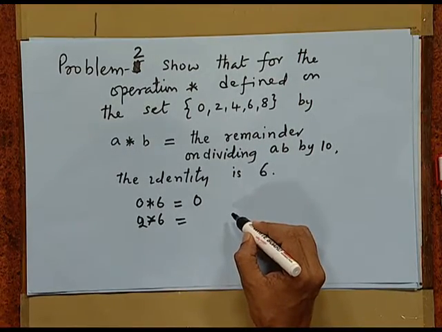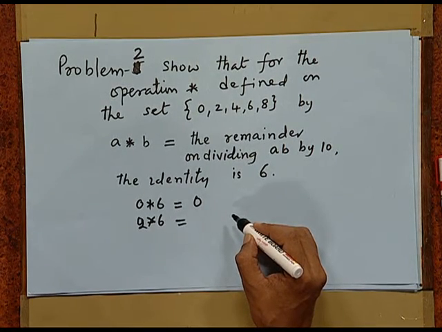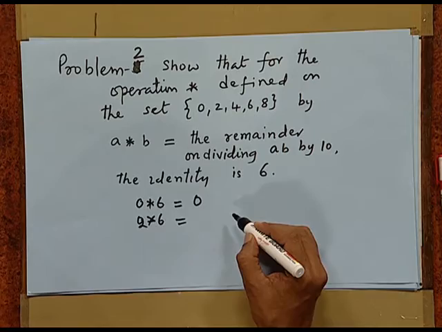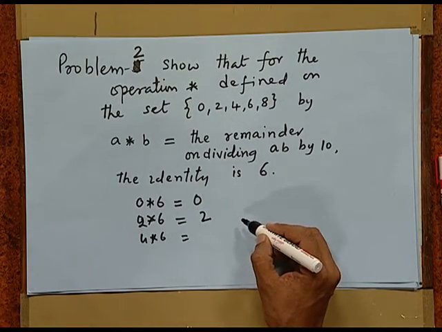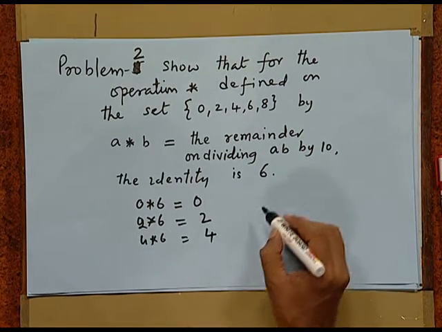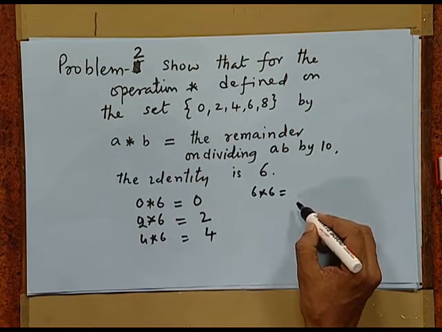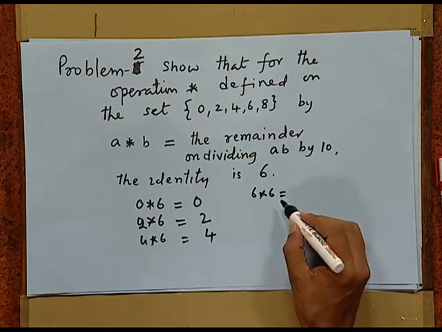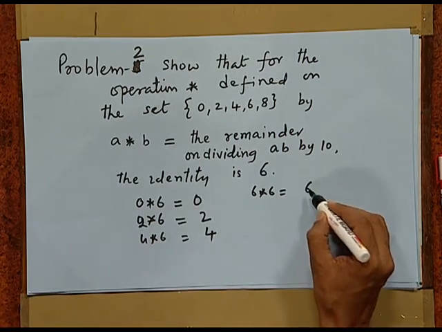This is actually 12 by ordinary multiplication, but our answer is the remainder on dividing a b by 10. So, the remainder on dividing 12 by 10 is 2. Similarly, 4 star 6: 4 times 6 is 24, and when you divide 24 by 10, the remainder is 4. Then we have 6 star 6: 6 times 6 is 36, but when you divide 36 by 10, the remainder is 6.